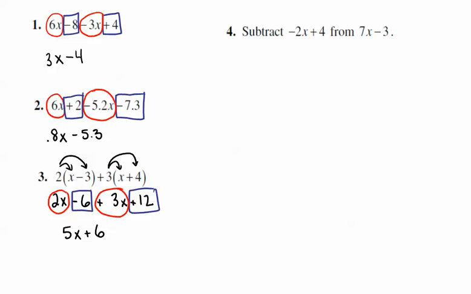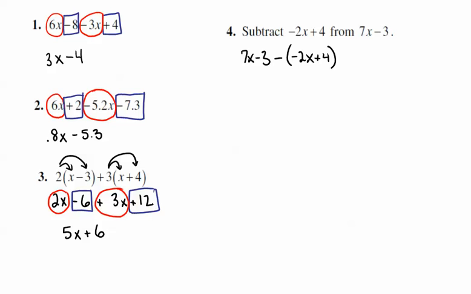Okay, for number 4, we have to watch out just a little bit here. We're told to subtract negative 2x plus 4 from 7x minus 3. So even though the negative 2x plus 4 comes first, we're actually taking that from 7x minus 3. So we would have to write this as 7x minus 3, and then subtract from that negative 2x plus 4. So you can see we're taking negative 2x plus 4 from 7x minus 3. Again, the 7x minus 3 has to come first in this case.